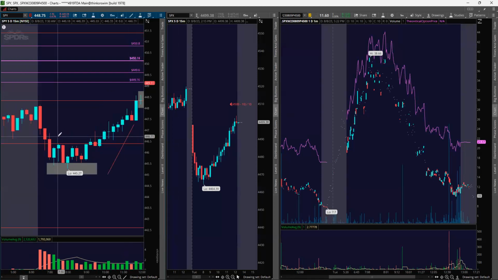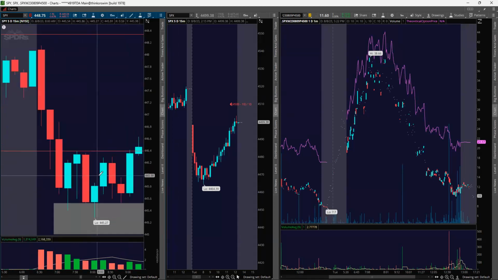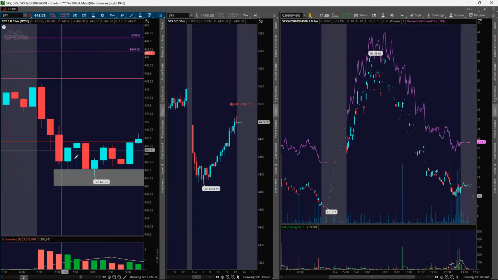Today I didn't even trade. I saw this immediately. I saw us with the strong move down and then the hold, so I stopped watching the chart around 7:45.